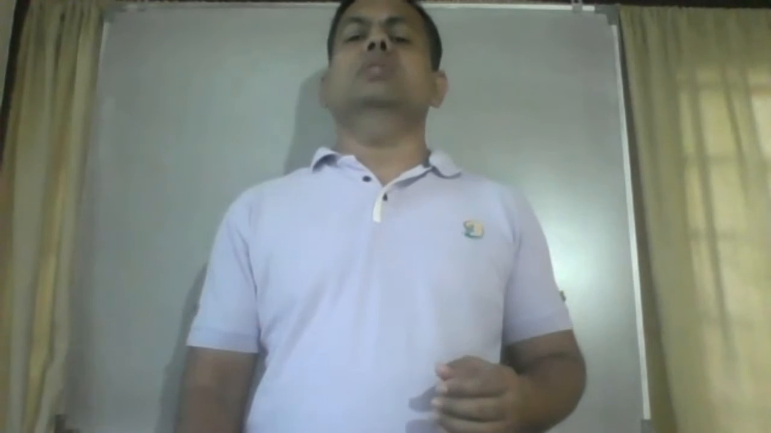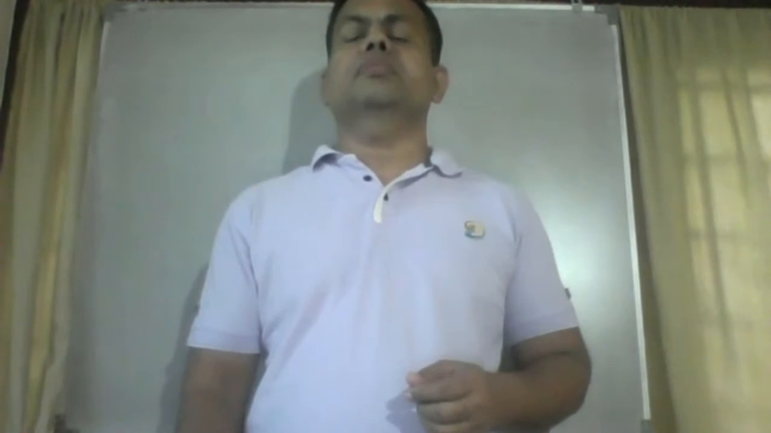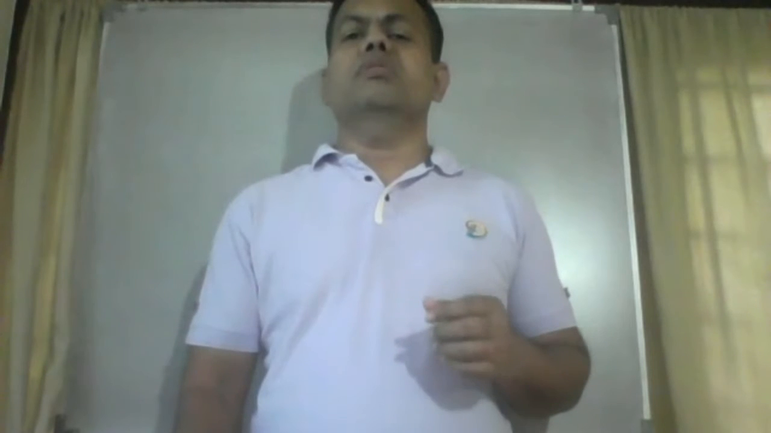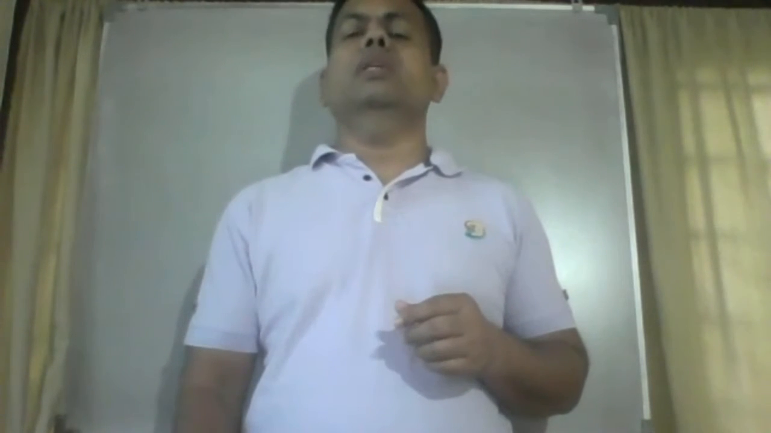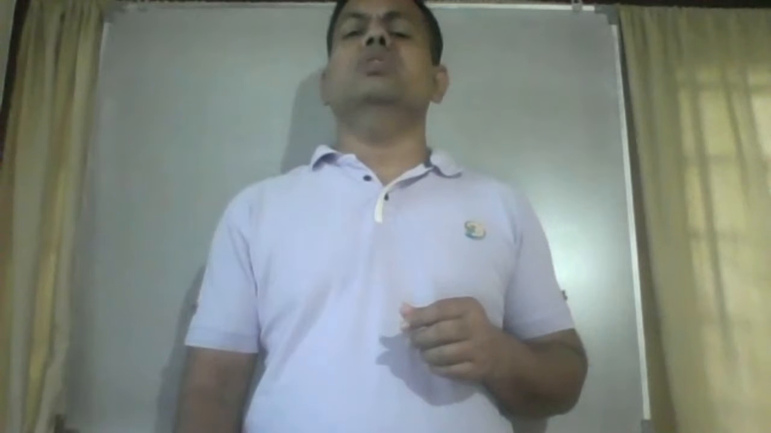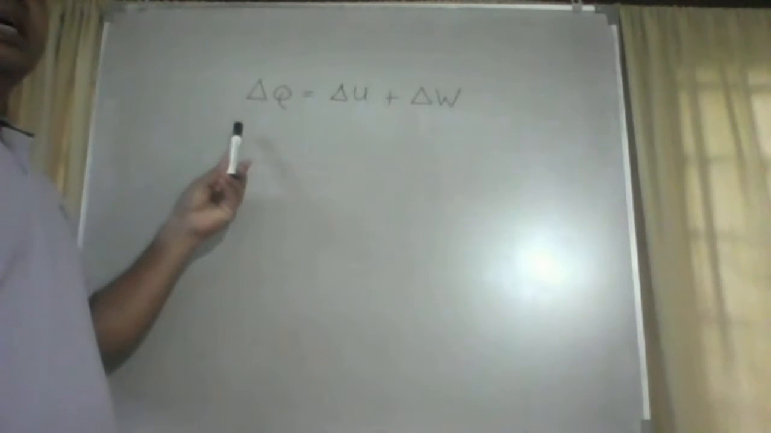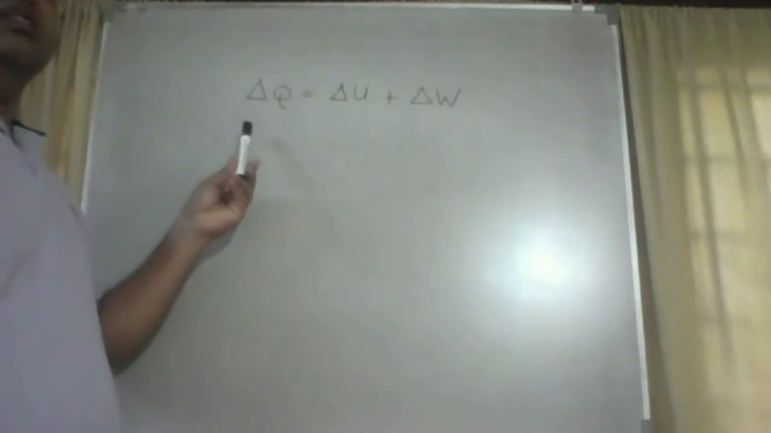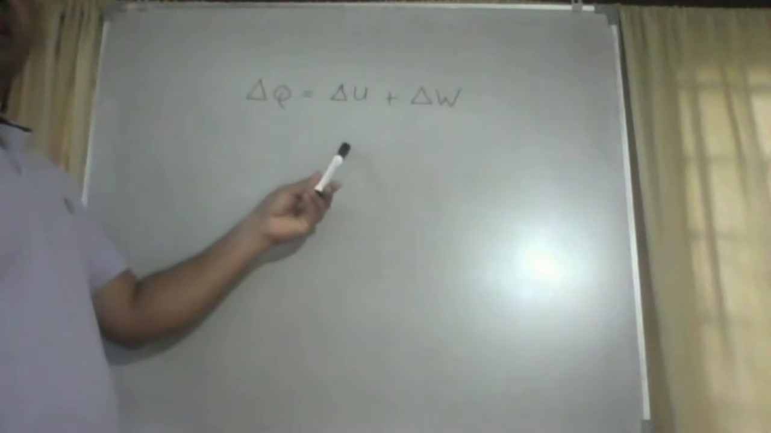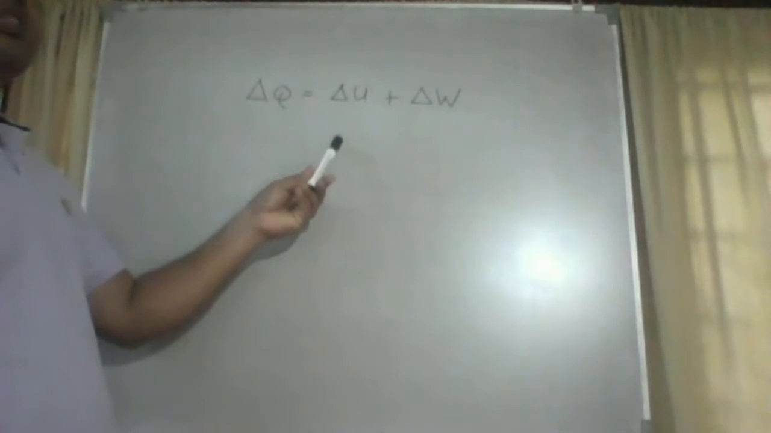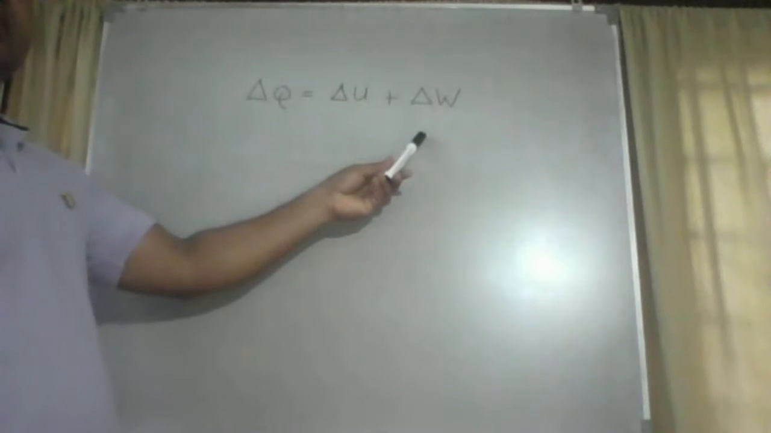First law of thermodynamics. The first law of thermodynamics can be written down as follows. In this equation, delta Q represents heat energy change, delta U represents internal energy change, and delta W represents mechanical work done.